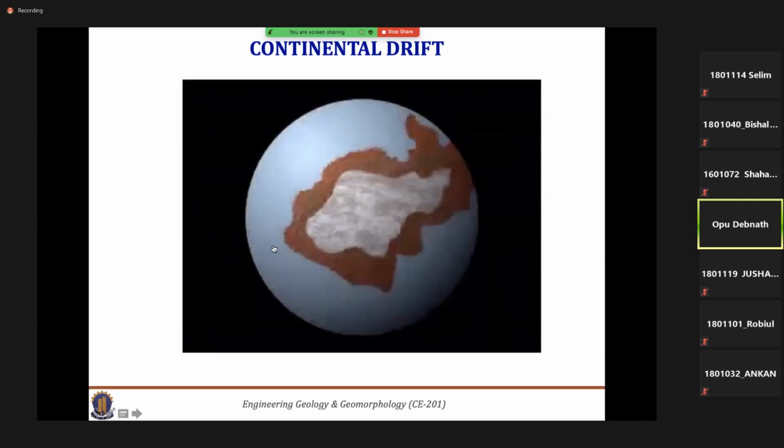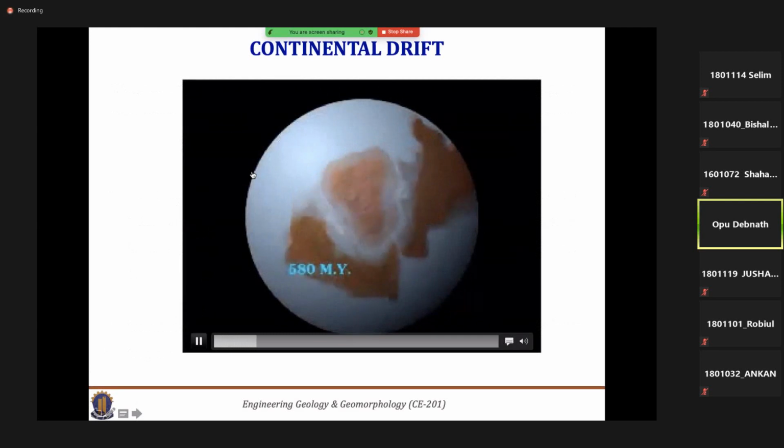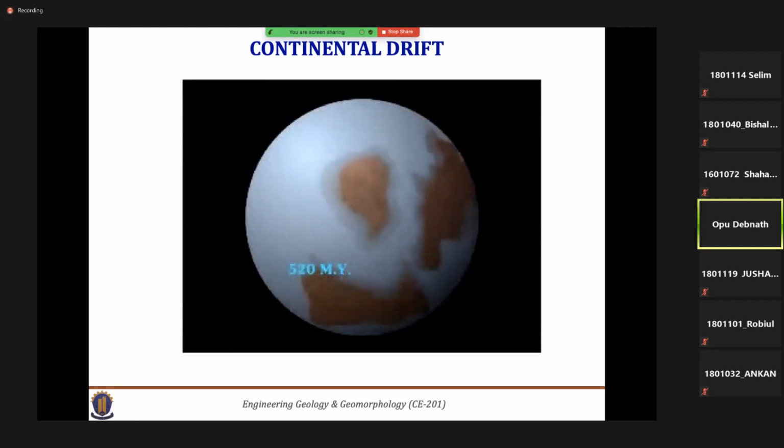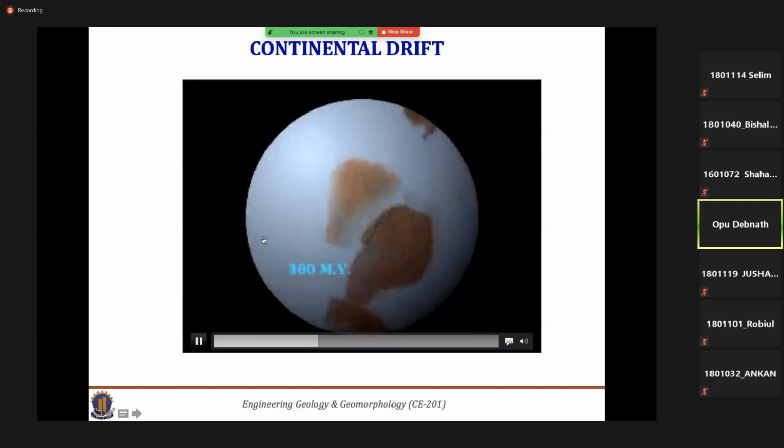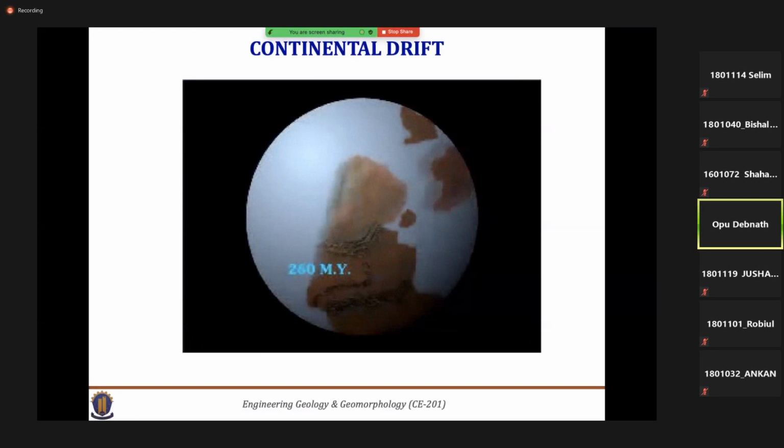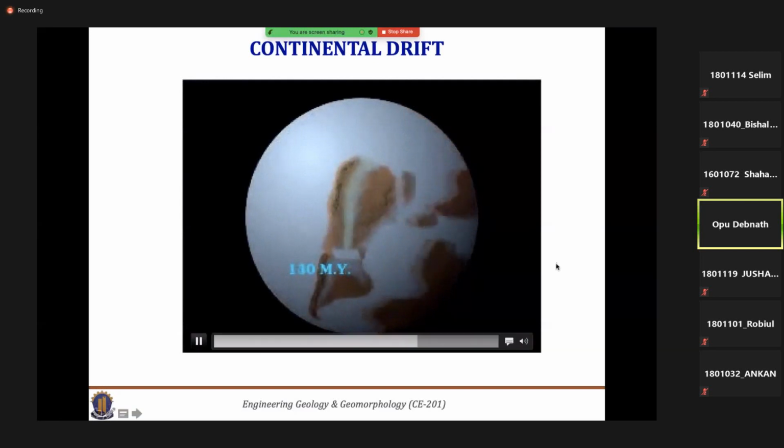So here is a typical presentation of continental drift. That means with the change of time, how this movement occurs. This is a time-lapse animation, so it helps us to understand the continental drift.